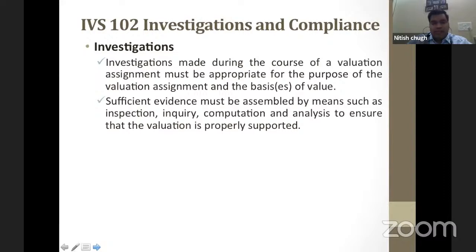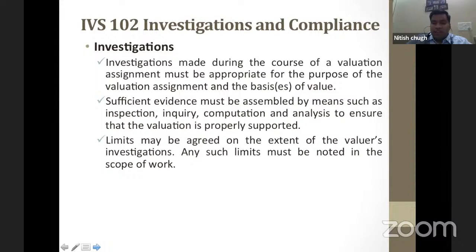Then sufficient evidence must be assembled by means such as inspection, inquiry, computation, and analysis to ensure that the valuation is properly supported. What we do, most of the valuers, is we lack in the documentation part. We generally do the inquiry with the persons or the management, but we do not document it. So this standard is all about documenting the outcome of inspection, inquiry, computation, and analysis that has been done to prove that the valuation has been properly done.